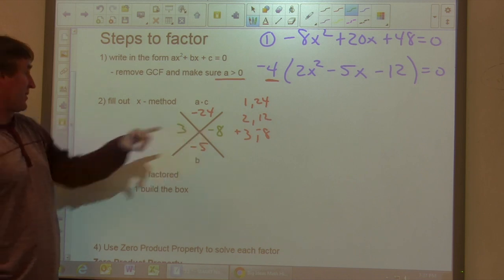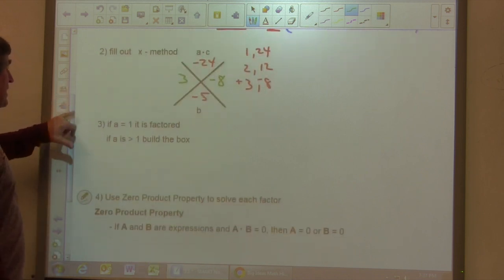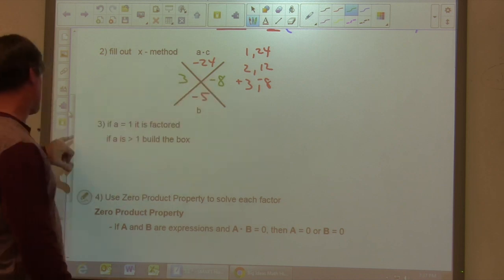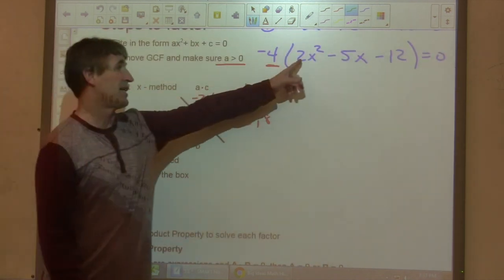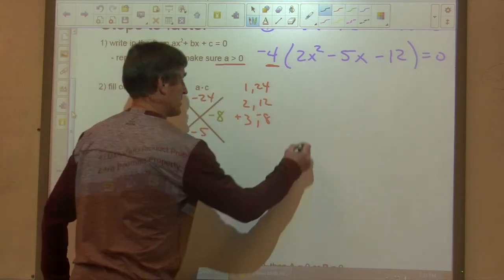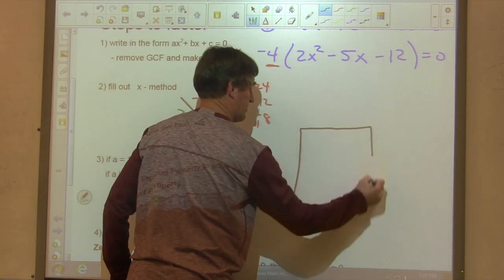So we found our factors. If a was 1, we'd be done. It'd be x plus 3 and x minus 8. But if we look at this, our a is 2. So this is where we have to fill in the box. So we build a box.